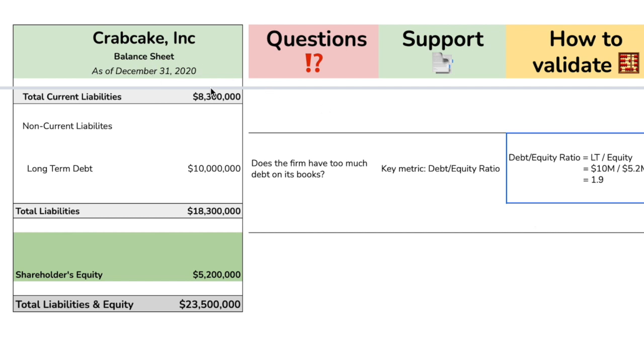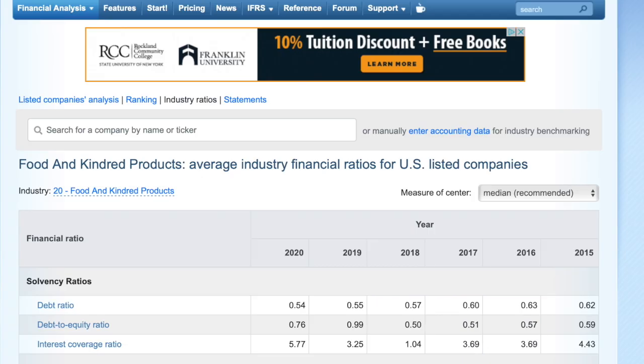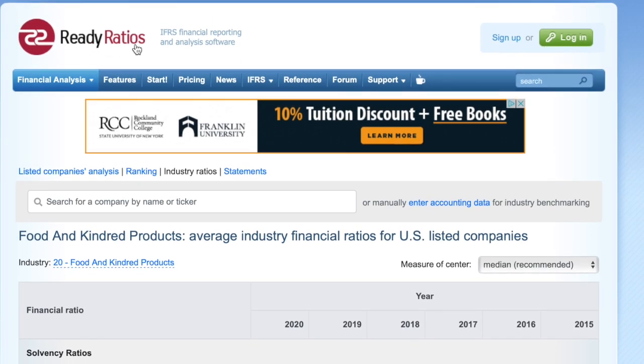So as we said, this company Crab Cake Inc. is in frozen food manufacturing. So we'll go to Ready Ratios. This is a website that I use a lot to get industry benchmarks to figure out whether I'm in line with the other companies in the same industry.